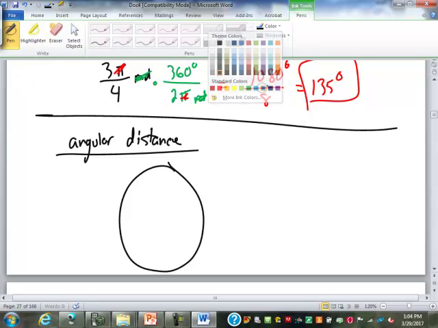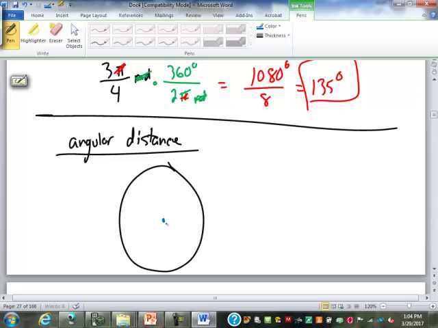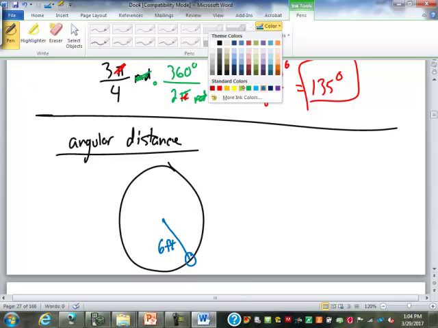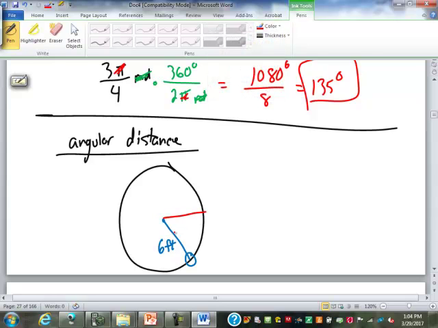Just to come up with a pretty cheesy example here, let's say I have an object swinging on a string. I just got a weight out there and I'm swinging it around. This string is 6 feet long, and I want to know if I swing it through an arc of 60 degrees, how far does it swing? In other words, what's this arc out here?